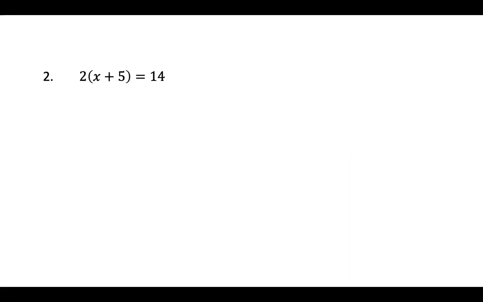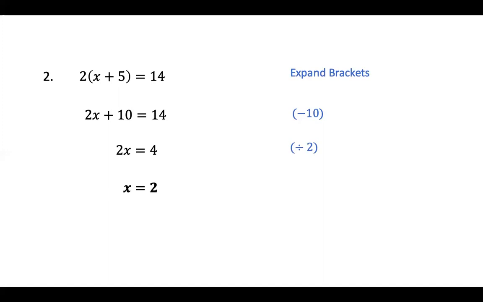Question number 2, we have 2 times (x plus 5) equals 14. So again, the first thing that you're going to do is expand out those brackets. So you should get 2x plus 10 equals 14. And remember, our goal is to get x all by itself. So the first thing we're going to move is that plus 10. The opposite of adding 10 would be subtracting 10. So that gives us 2x equals 4. Now x still isn't alone. We have to divide both sides by 2 to get that x equals 2.